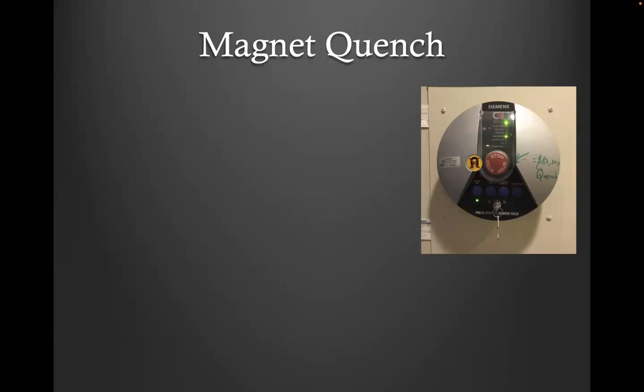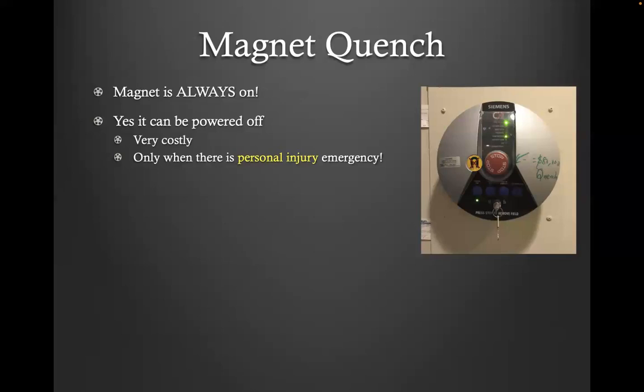Okay, magnet quench. I don't know whether you've heard about it, but there is something that you can do to turn off the MRI magnetic field, and it's called quench. So again, the magnet is always on, as I've already explained, but it can be powered off. It can be done in a very costly way, and that should only be done when there is a personnel injury emergency. So this is a console that you see around the MRI console room on the wall. And that button is the MRI quench button. It's typically safeguarded with a plastic guard for a good reason, so that you don't accidentally press it.